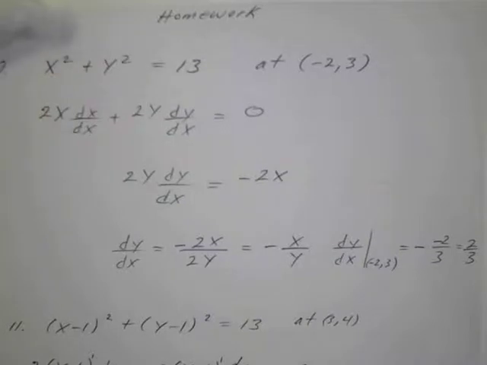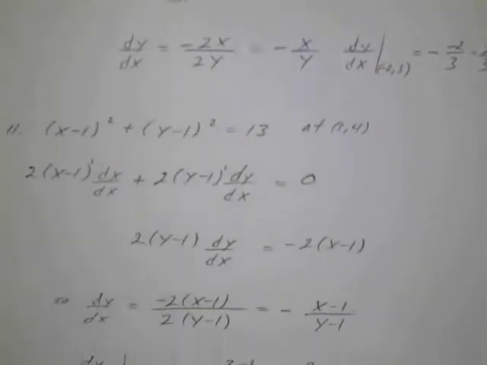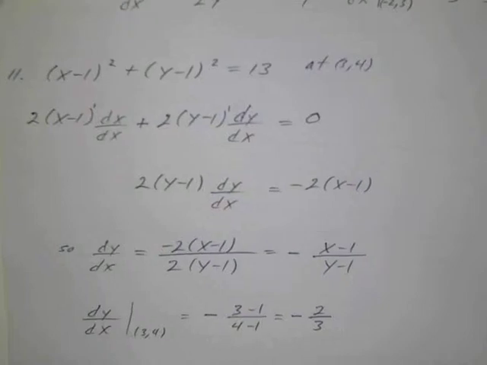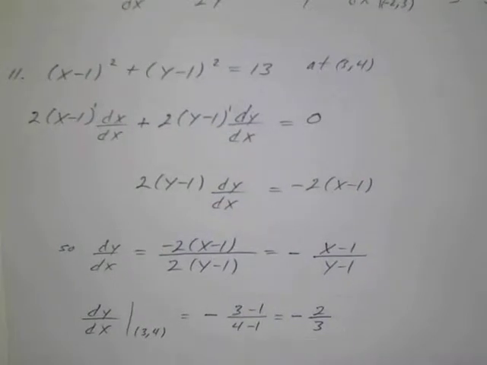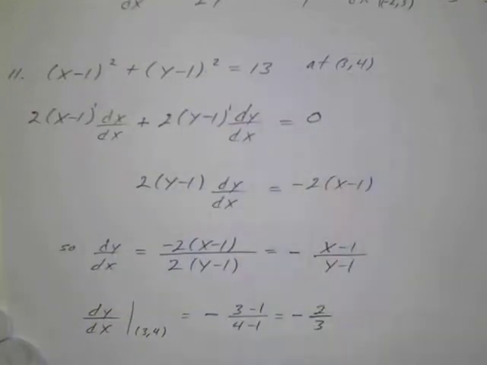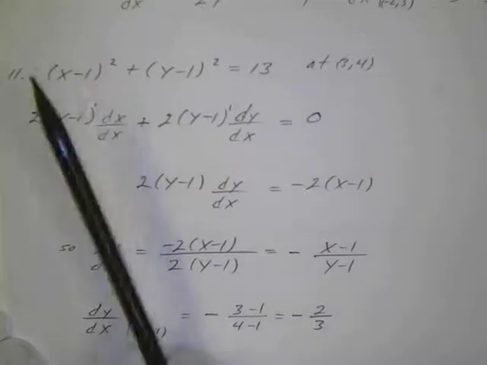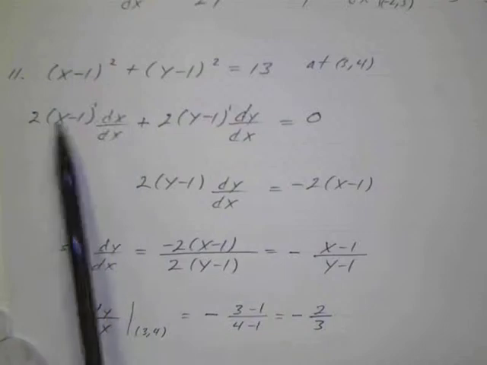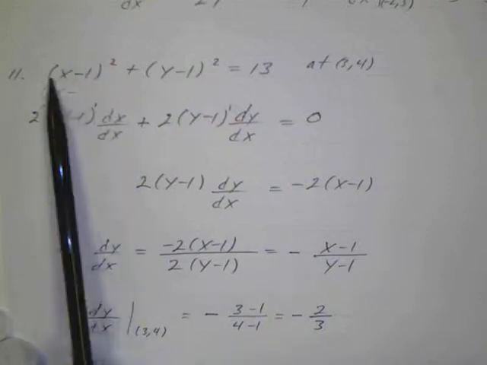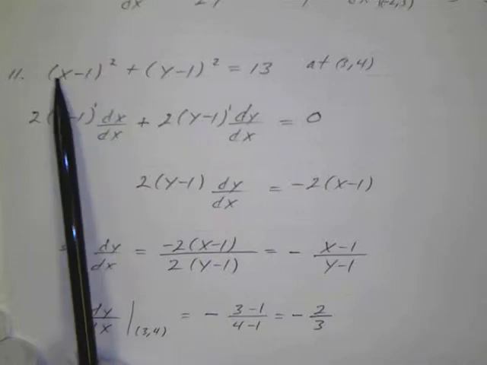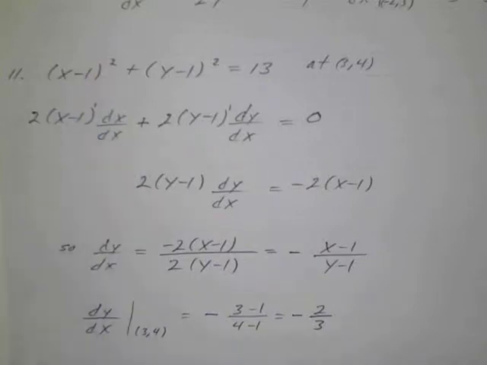And then number 11, one more evaluating, finding the slope at a point. And the point in this case was (3, 4). And it's a circle, it just happens to have a shift, where the center is shifted. So this is (x-1)^2 plus (y-1)^2 equals 13 at this point, (3, 4). So first of all, let's define dy/dx, so we take the derivative. So we've got 2, so this is something squared, so this is 2 times something to the first power times the derivative of the something, and the derivative of just x. Well, the derivative of -1 is 0, and the derivative of x is just 1 dx/dx.